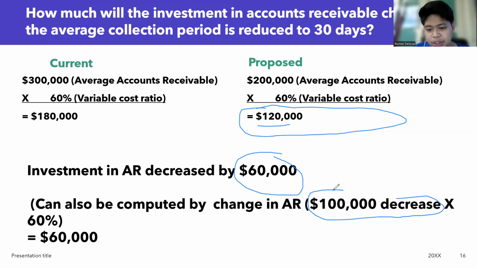So what you can do is the $100,000, you multiply it by the 60%, which is the variable cost ratio. So when you do that, you will still arrive at $60,000. Okay? So certain things that I want to clarify, or certain expectations in the problems.